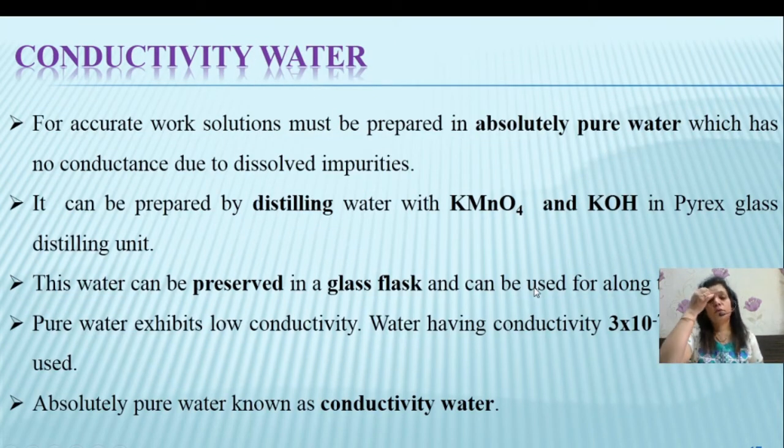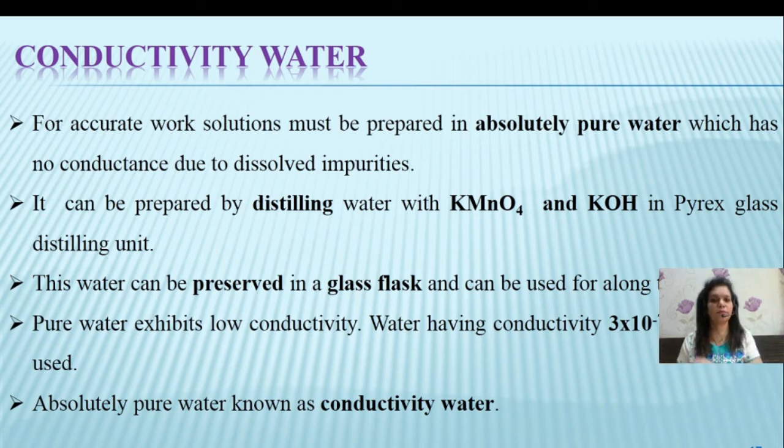To perform the work accurately, we need to prepare the solutions of solute in pure water so that we can minimize the conductance obtained due to the solvent or due to impurities. For that purpose, we need to utilize conductivity water. We can prepare the conductivity water by distilling the water with KMnO4 or KOH in a distillation unit and carrying out that distillation process. The obtained water we can call conductivity water.